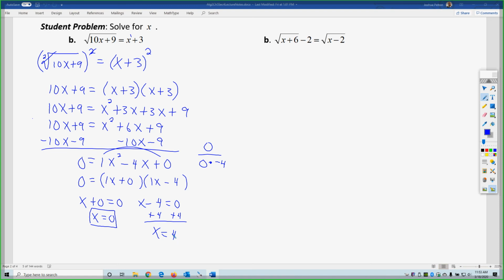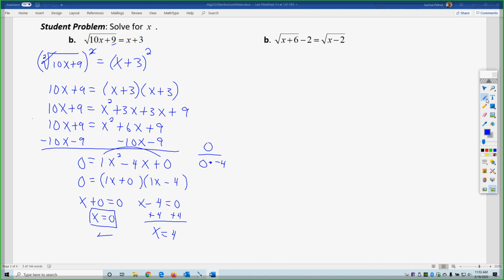We shouldn't assume that 0 worked, though. Let's actually check that. So if we plug in 0, we get 9. Square root of 9 is 3. If we plug in 0 here, we get 3. So that actually works. That is an answer. That was correct. If we try 4, though, does 4 actually work? I don't know. Let's try.